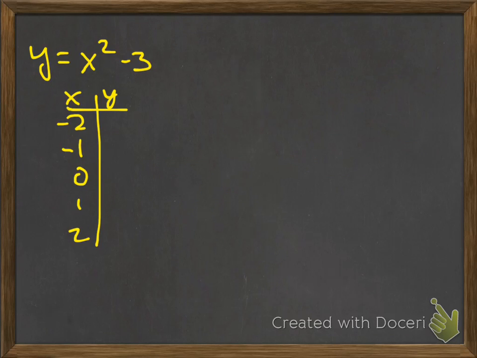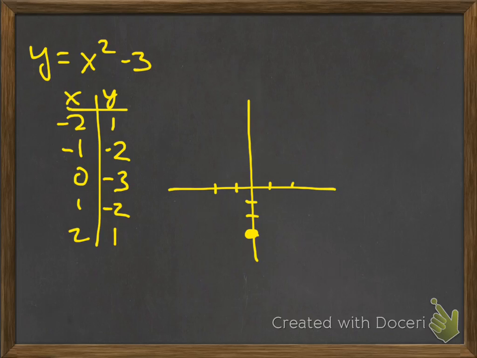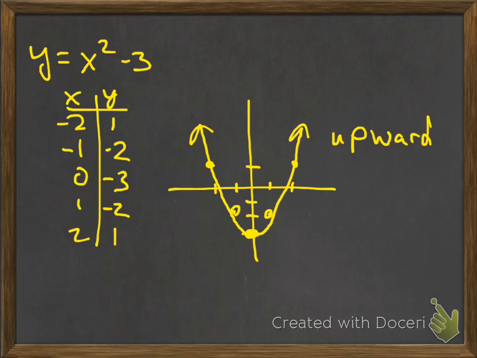Okay, next one, x squared minus 3. So if I square -2, I get 4, and 4 minus 3 is 1. -1 squared is 1, 1 minus 3 is -2. 0 minus 3 is -3, then again -2, and 1. Do you start seeing a pattern here that some numbers will repeat? That's called symmetry, and that's something we'll talk about more later. Okay, so here's the graph, and you can see my different points. Notice it is facing upward. The vertex is now at 0, -3. So notice it is upward, so you do have a minimum, and that minimum is -3.